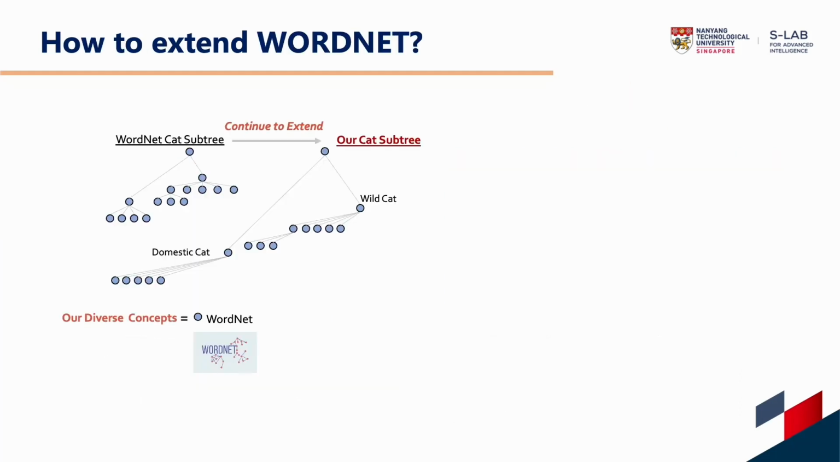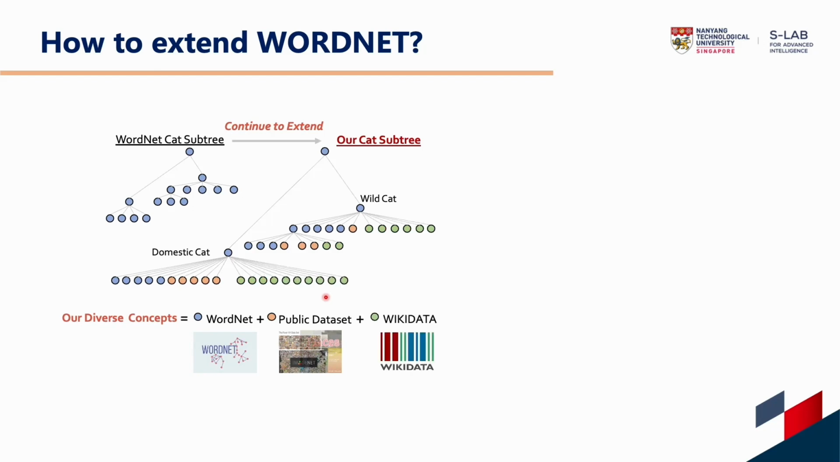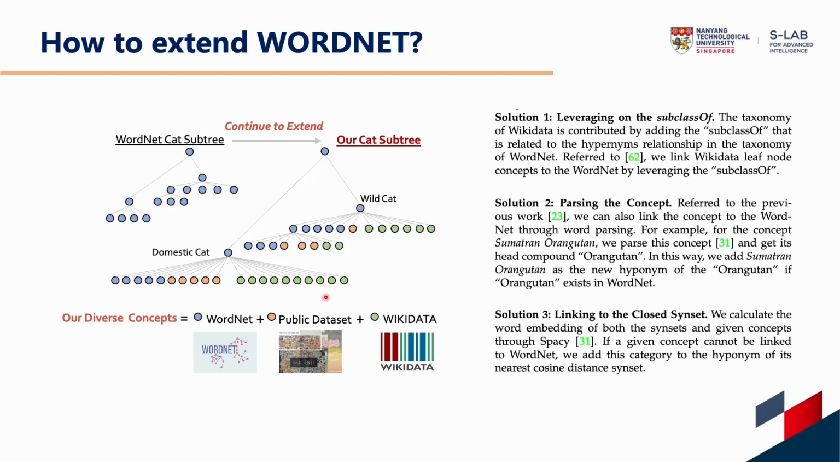First, how to extend WordNet. It is very important to get a much larger label system, right? So based on the WordNet, we collect the concepts of current public datasets and further extend it through another knowledge base, Wikidata. And we use three solutions to integrate these new concepts into the hierarchy tree of WordNet. And these three solutions are used in parallel.